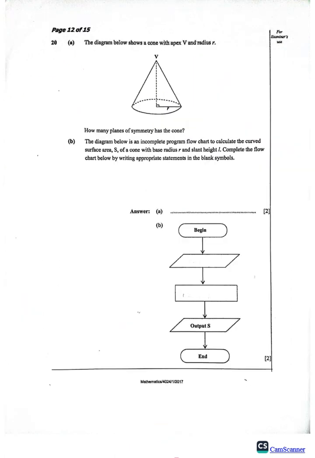Now question 20. The diagram below shows a cone with apex V and radius R. How many planes of symmetry has the cone? So the base of the cone is a circle, and the circle has an infinite number of planes of symmetry. So the answer for the first part, we can say it has an infinite number of planes of symmetry. You can't count them.